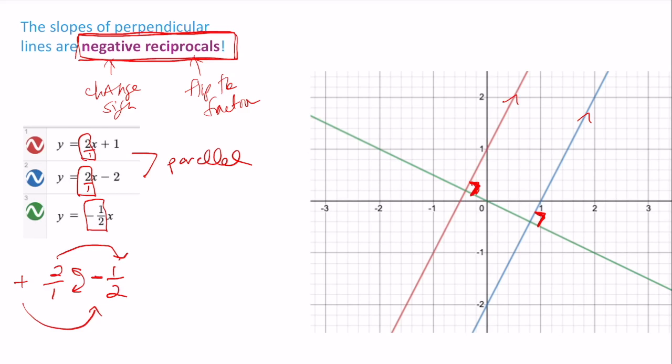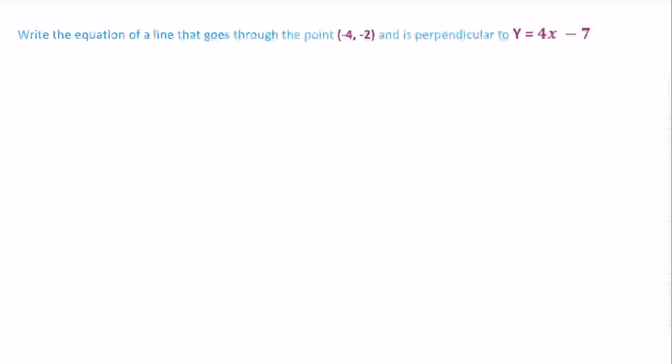We flipped the fraction and changed the sign. So now we have a question, same idea, right? Write the equation of a line that goes through this point. They gave us a point on the line and is perpendicular to this line.